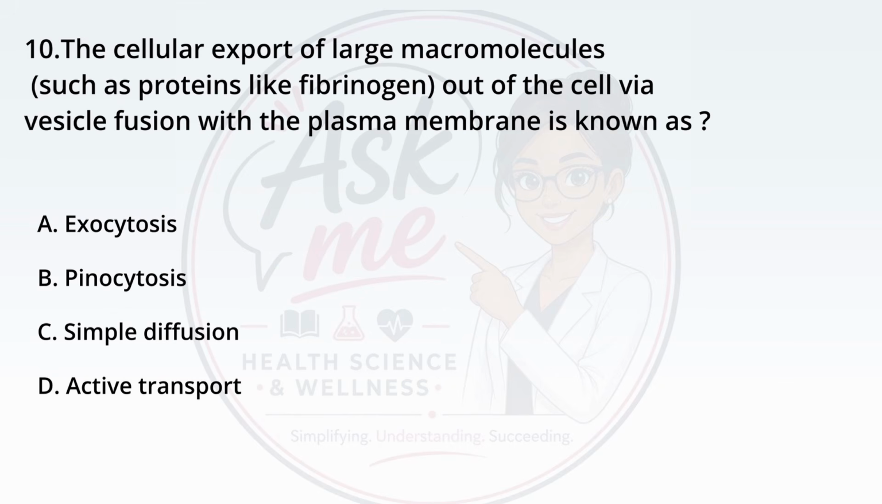B. Question 10. The cellular export of large molecules such as proteins like fibrinogen out of the cell via vesicle fusion with the plasma membrane is known as, I'll repeat the question again, the cellular export of large macromolecules such as proteins out of the cell via vesicle fusion with the plasma membrane is known as A.